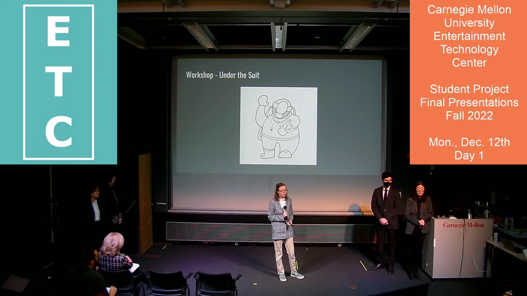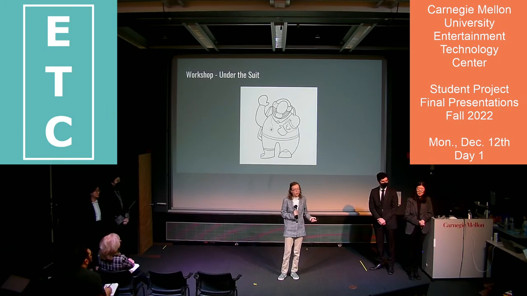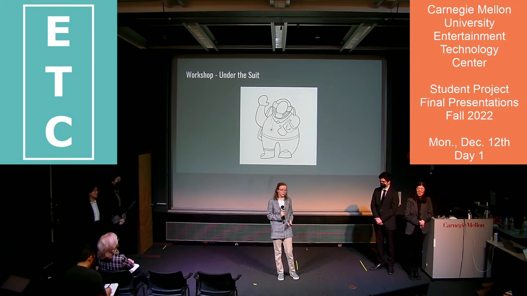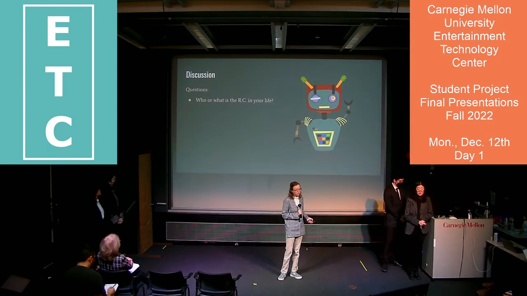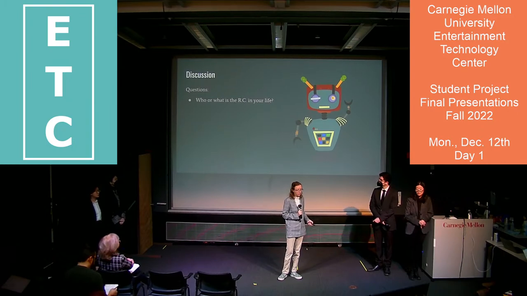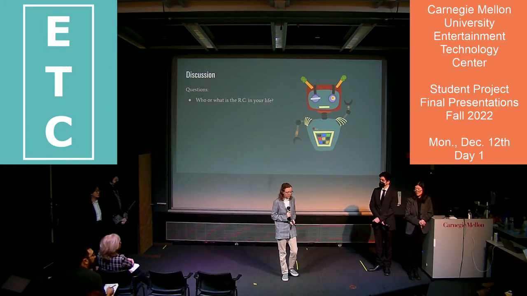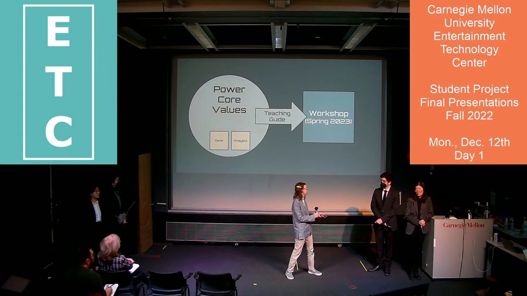In this activity, the students are given a coloring page, which is provided in the teaching guide, of the captain, and asked to draw what they think the captain looks like under the suit. After they're done, the students then show the captain to the class, and a discussion follows about how the story would change based on what color the captain was. Finally, we have the discussion section, which is where we provide teachers with potential subjects to bring up in the class discussion. One of our favorite discussion points, which came up from the educators workshop, was who or what is the RC in your life? As for access, both the teaching guide and the game are accessible via our project website, and I will turn it over to James to finish it up.